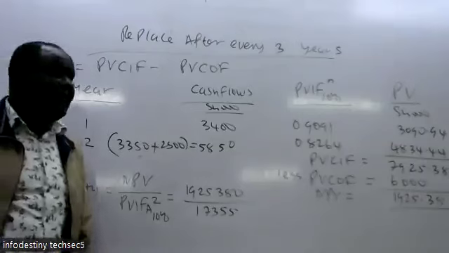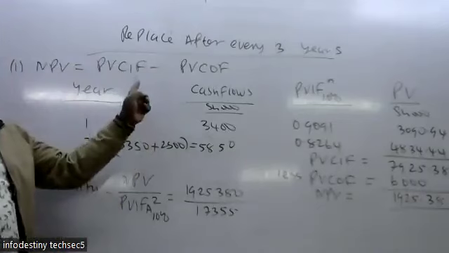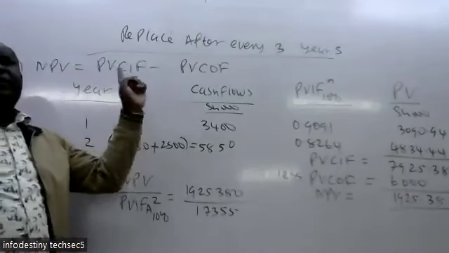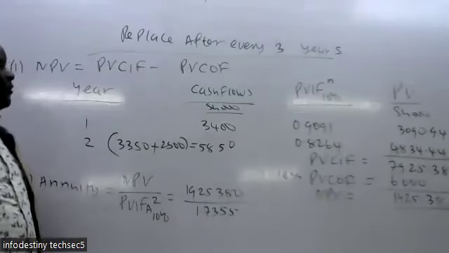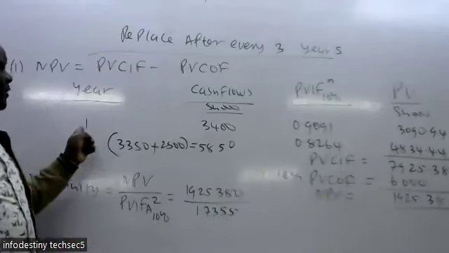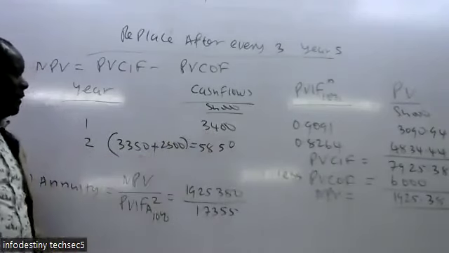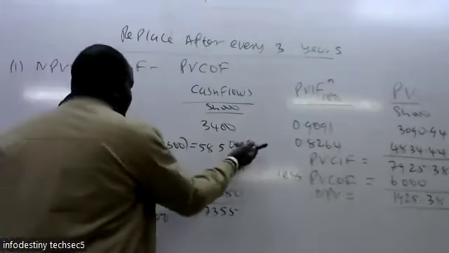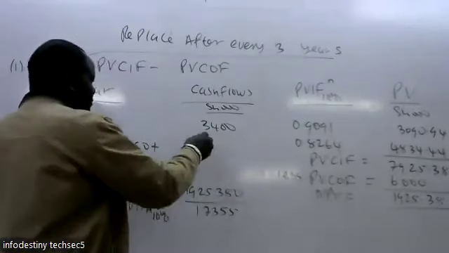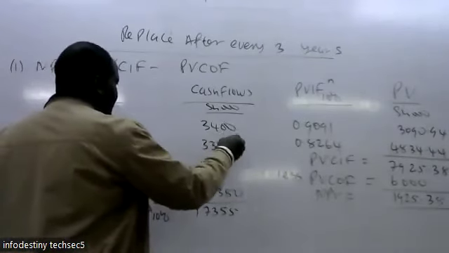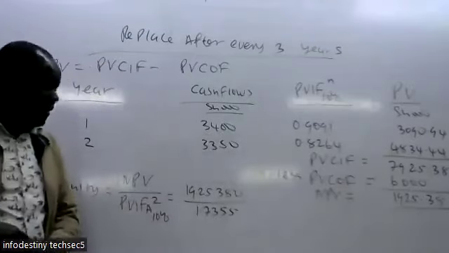So after every 3 years, we start again. NPV should be equal to the present value for the cash inflows, we minus the present value for the cash outflows. So we start again with year one. Year one cash flows will be 3,400. Year two, we simply have that 3,350. Now there is no resale value in year two.